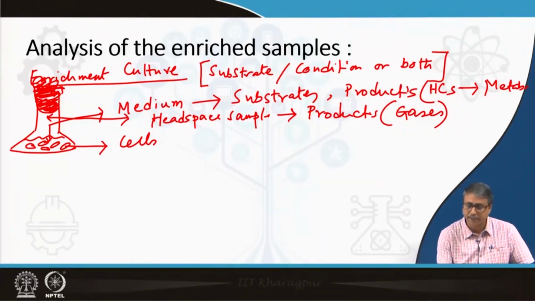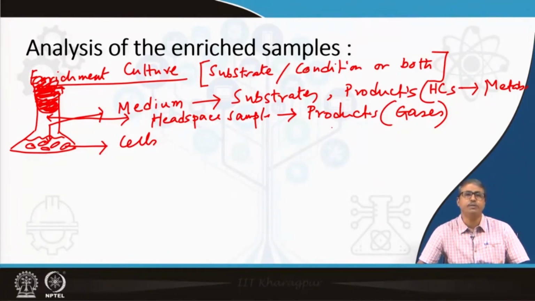And also if we analyze the headspace gas, then we will be able to find out whether hydrogen is produced, carbon dioxide is produced, or methane is produced in that, and we will have some idea about what the possible metabolic processes going on there are.